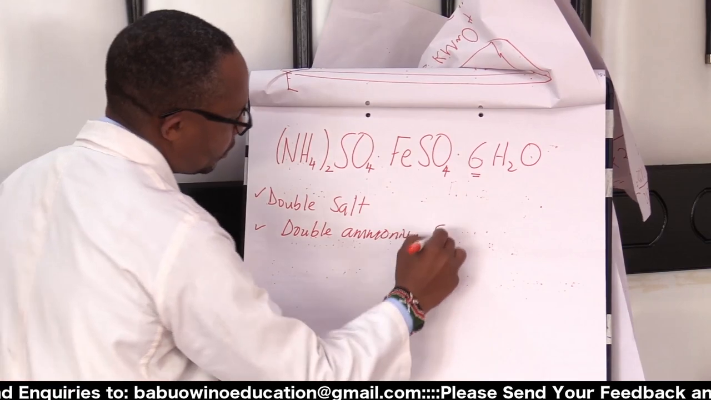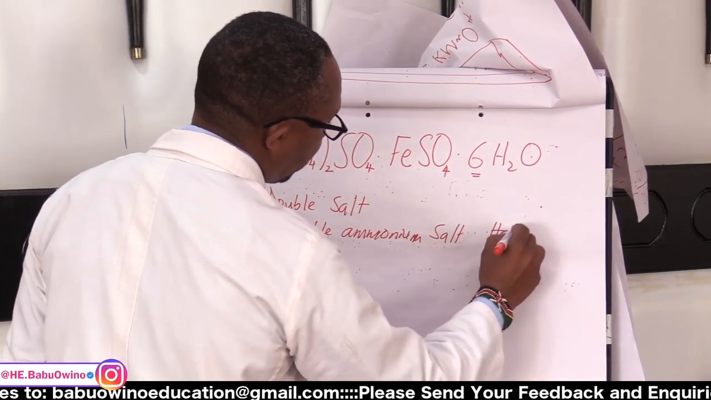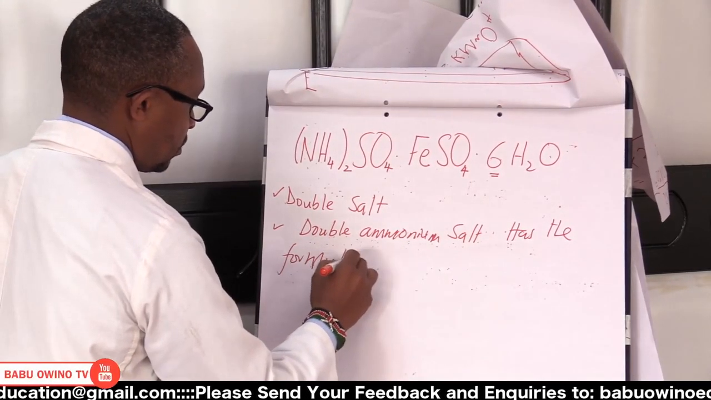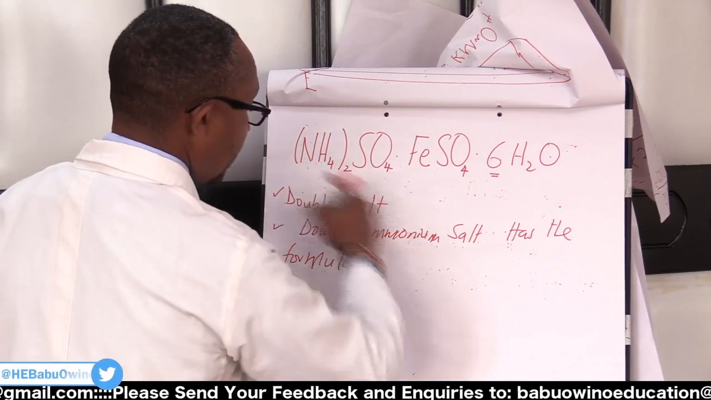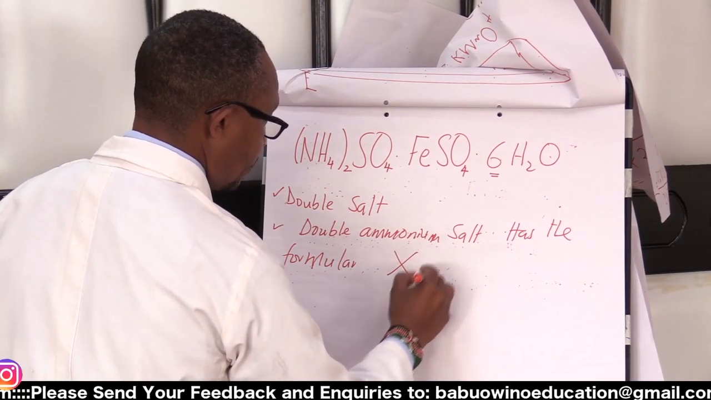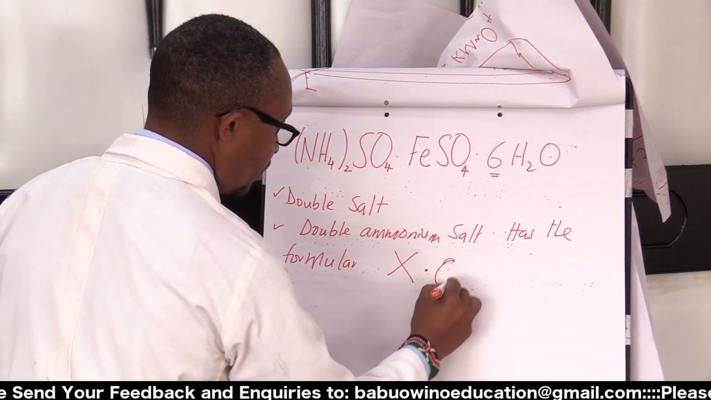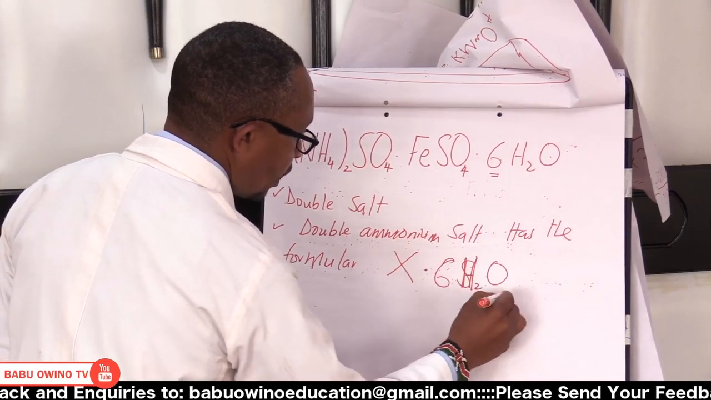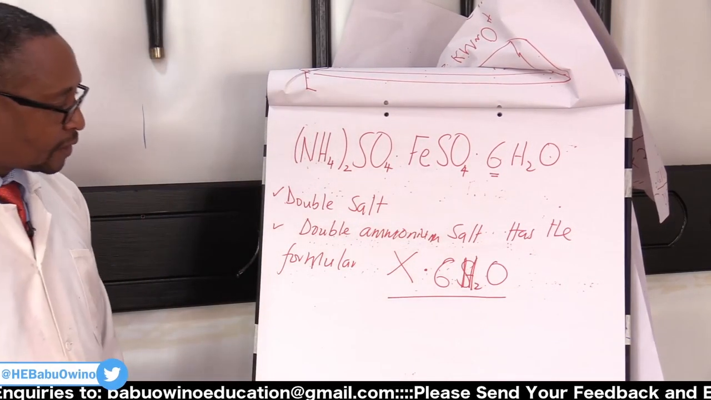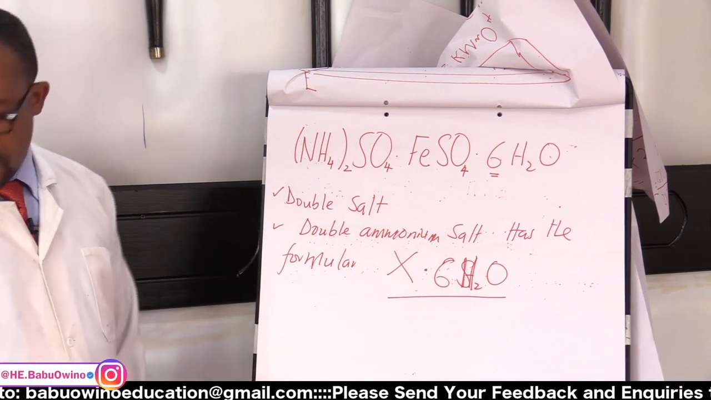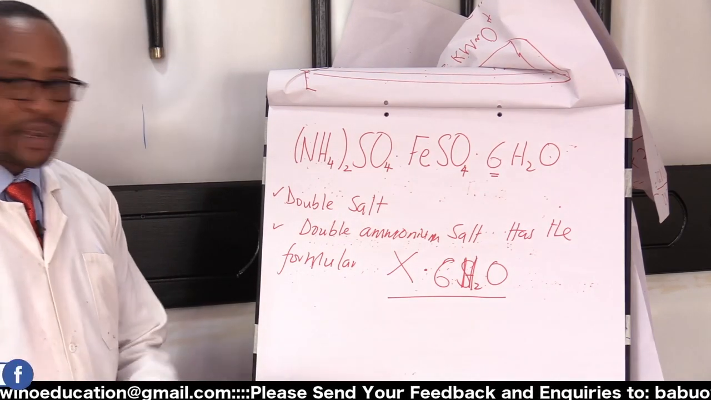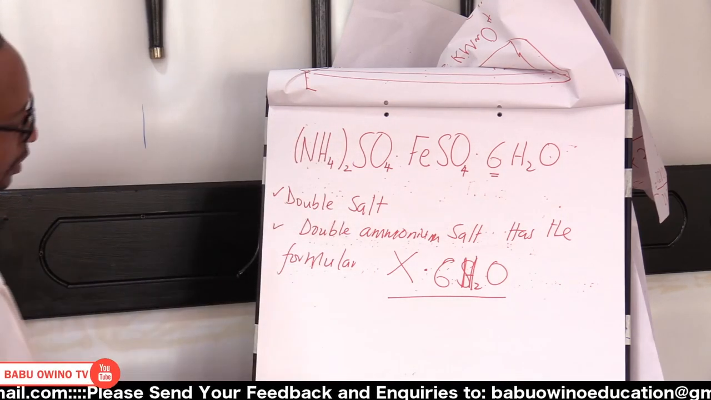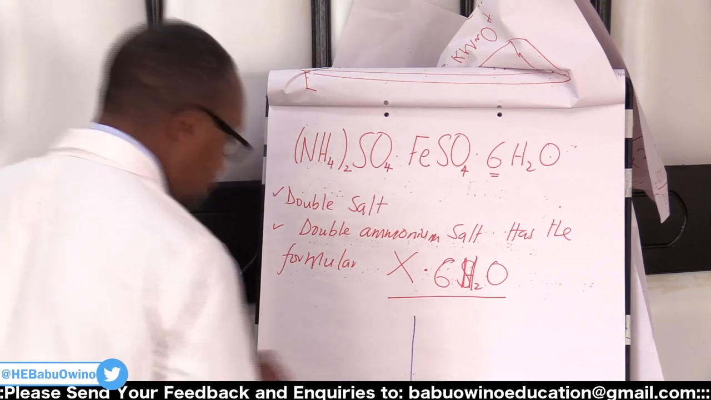So you could be given that a double ammonium salt has the formula X sulfate and 6 water molecules. That is the formula you've been given of the salt. So the examiner really doesn't care whether you know the salt or not. And again, you don't have to know the salt. So what does that mean?